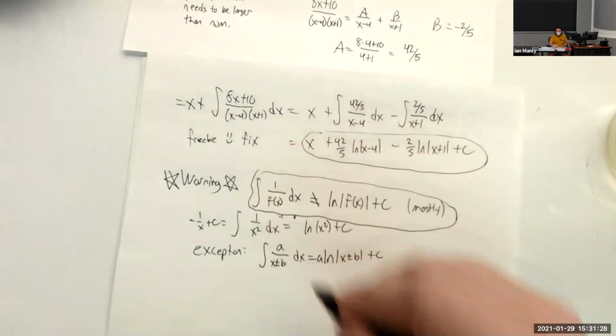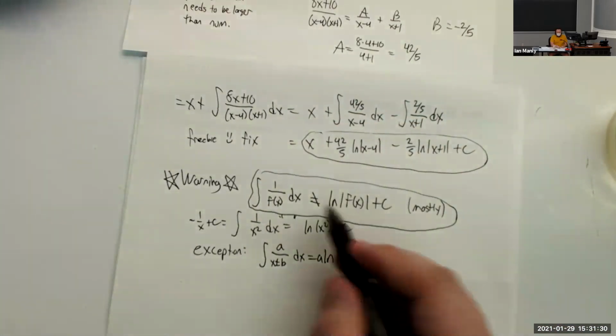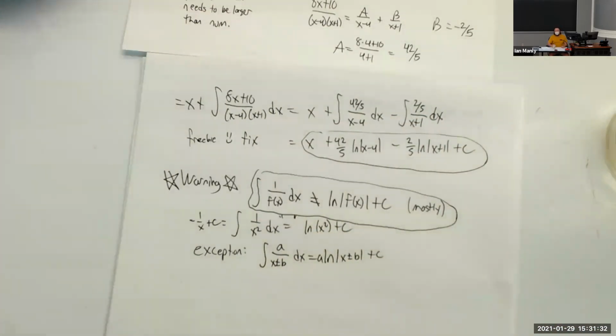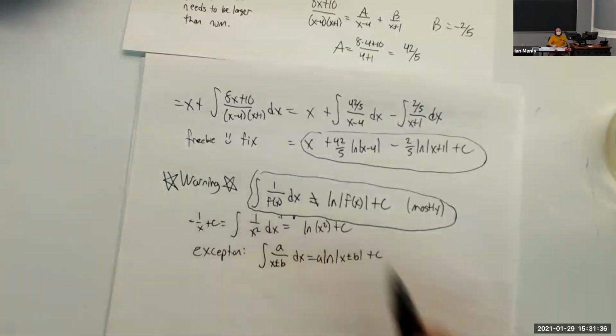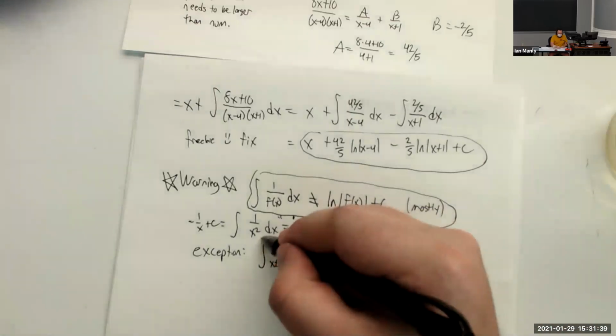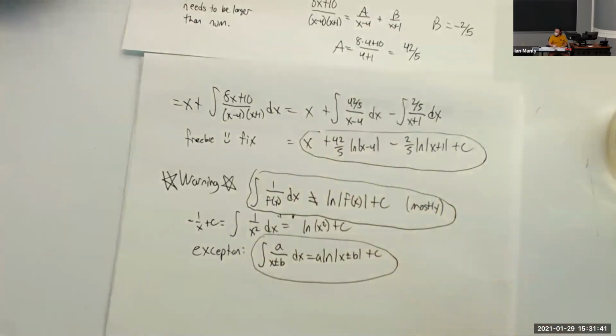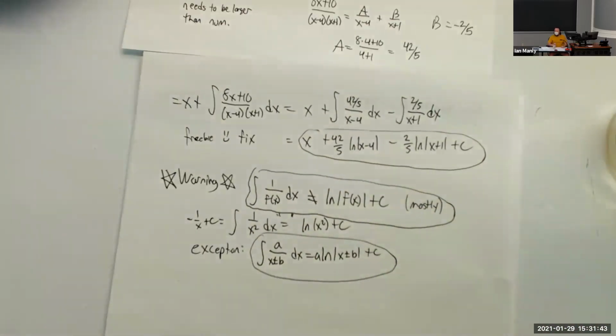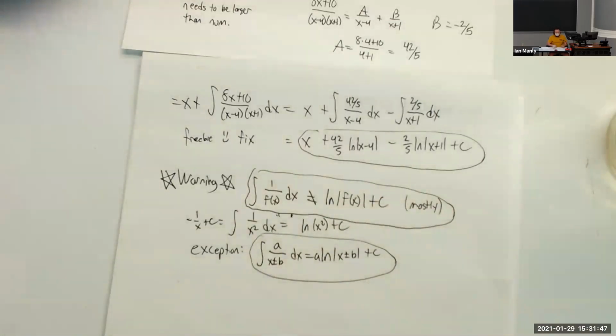And I guarantee you, I will put fake answers where it's just 1 over something and it's just natural log of that thing. So I will try to trick you with that. I'm just telling you right now. I will do that, but it's not true, unless it is this right here. So I just wanted to warn you guys about that, because this is a very common mistake in this class. So watch out for this.